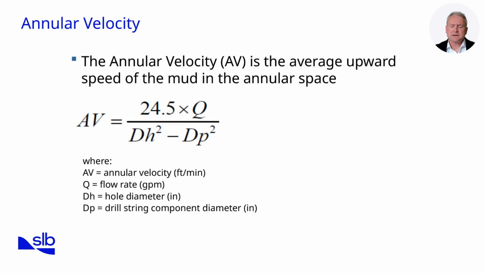A common issue that can happen is that the hole enlarges due to wellbore stability, which causes the annular velocity to drop, resulting in poor hole cleaning. This means bigger cutting beds and a greater risk of stuck pipe.